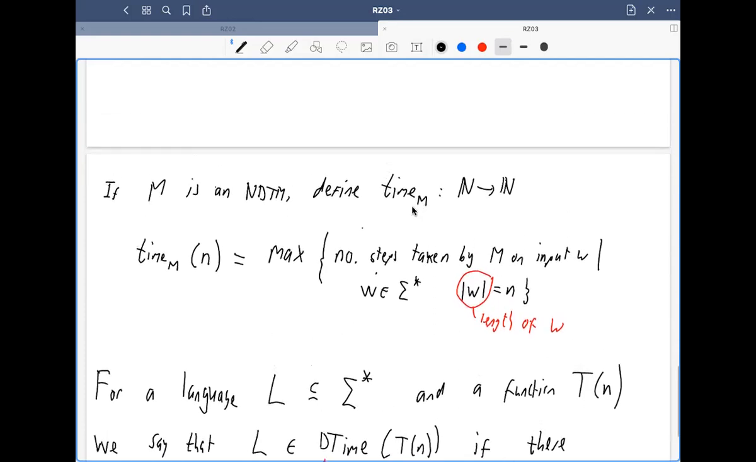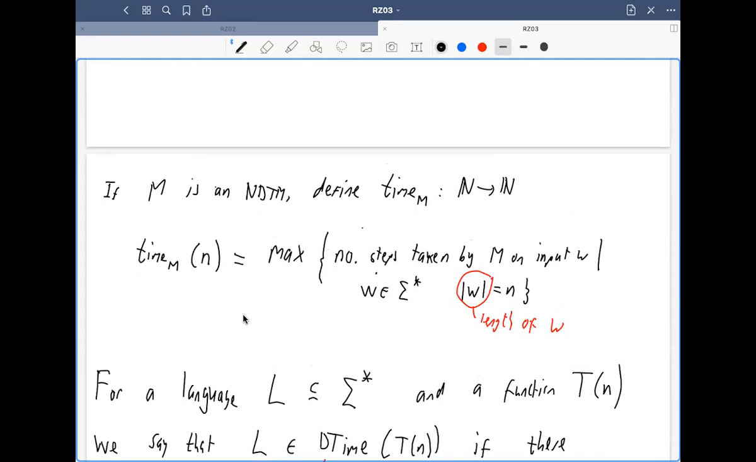Again, the time function of that non-deterministic Turing machine is going to assign, to any number n, we're going to assume the non-deterministic Turing machine, whatever choices it makes, always terminates. So that's in the background. I should have said that more explicitly, perhaps on the slide, but I'm saying it out loud. So we're assuming the machine terminates.